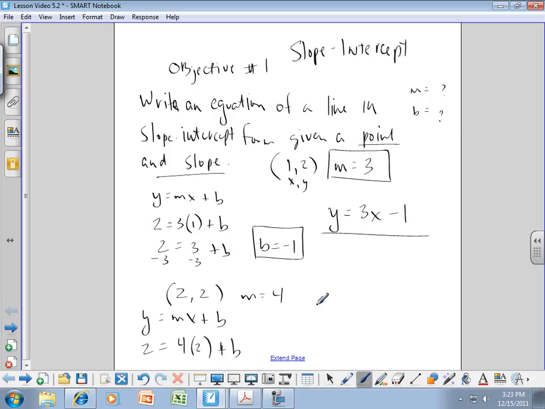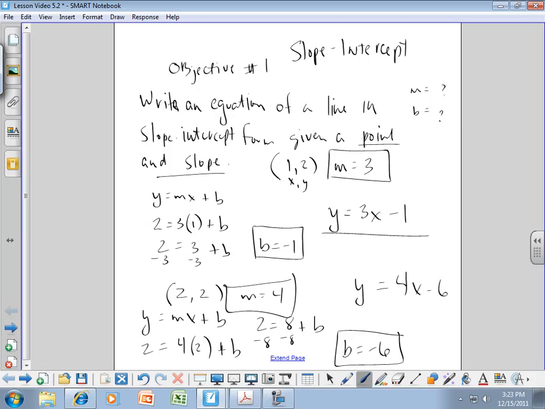Well, what's 4 times 2? I'm going to rewrite this over here. 2 equals 8 plus b. How do I get b by itself? Yep. Subtract 8. Well, then what does b equal? 2 minus 8 is negative 6. Slope is 4. Y-intercept is negative 6. So y equals 4x minus 6.